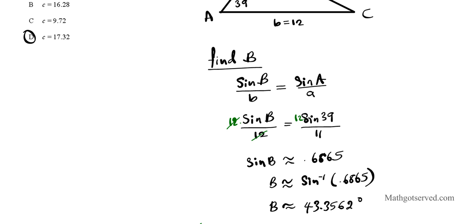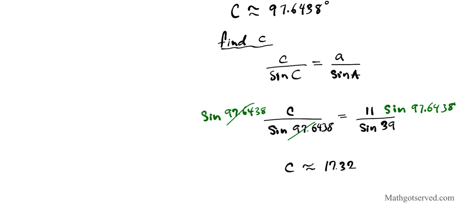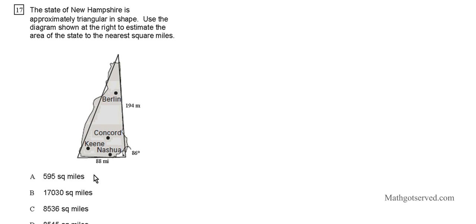Now let's move on to the next question. Last one for this section. Question 17. In this scenario, it says this is an approximation of the area covered by New Hampshire using a triangle. The state of New Hampshire is approximately triangular in shape. Use the diagram shown at the right to estimate the area to the nearest square mile.